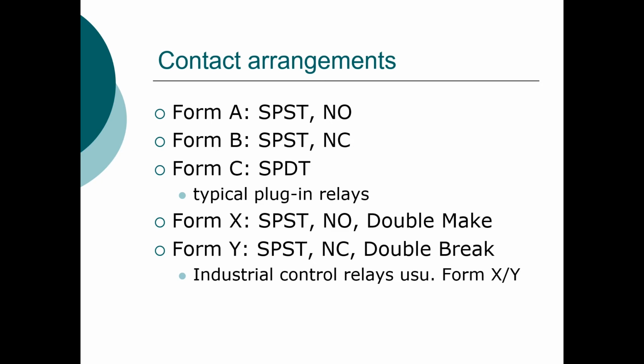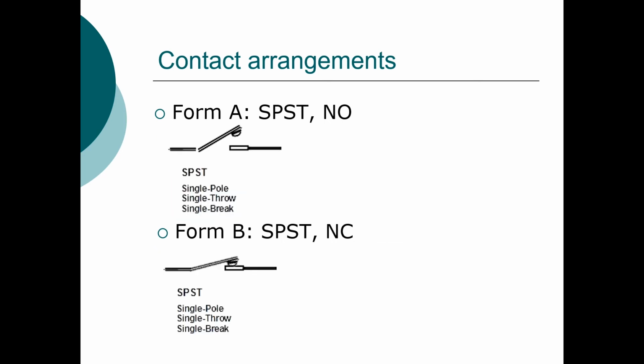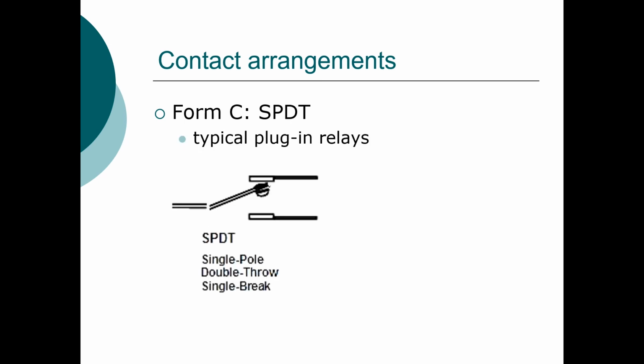The contacts themselves inside the relay can be identified with either a diagram or form style. Both Form A and Form B are single pole, single throw contacts, which means that I have a single input called my single pole, and I have a single output, which is referred to as my single throw. A Form A contact is a normally open contact, and a Form B is going to be a normally closed contact. Form C contacts are typically found inside our plug-in relays, and these are single pole, double throw. This means that I have one input and I have two different options for my output. Typically, these would be normally open, normally closed contacts.